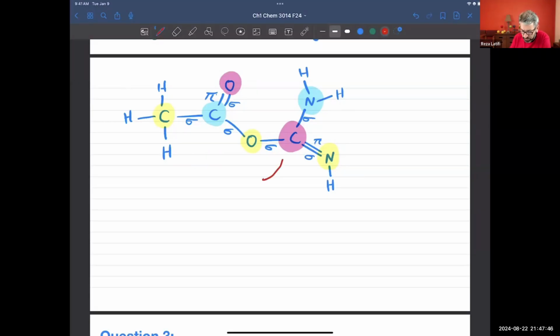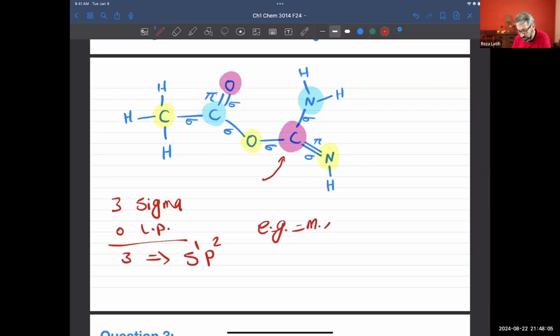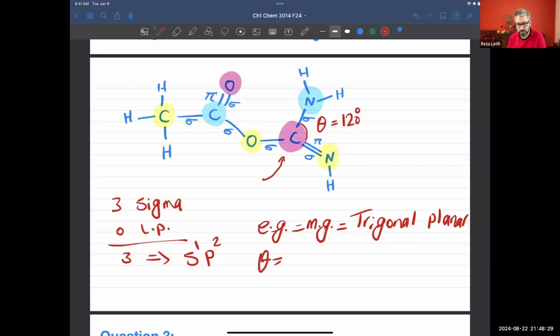So hybridization for this carbon, because you got 3 sigma and 0 lone pair, it will be sp2, and both electron and molecular geometries will be equal, trigonal planar. And theta, which theta? For example, let's say this theta. That theta is expected to be around 120. And the theta that we had for oxygen, we said is going to be something around 107.